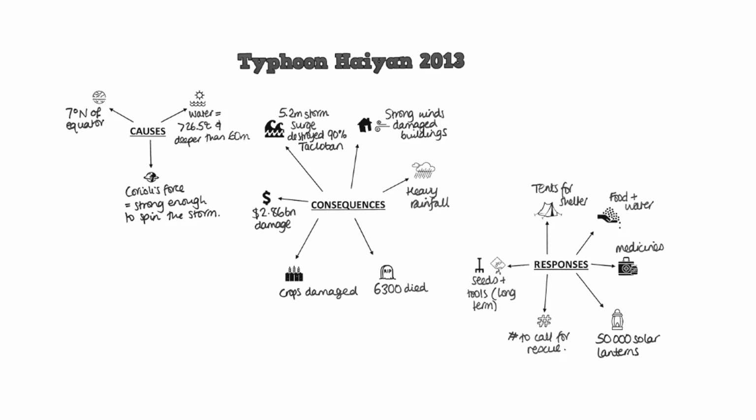And then the responses were the tents for shelter, the food and water so that people had necessities to survive, medicines, 50,000 solar lanterns, the hashtag that people could use to call for rescue if they had signal on their phone. And then you had the long-term responses where they were given seeds and tools to replant their crops.